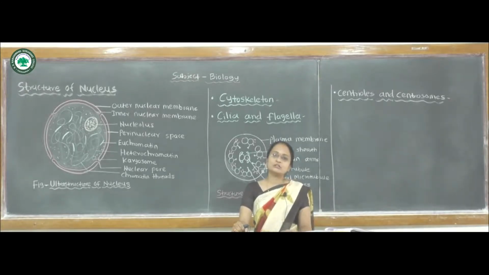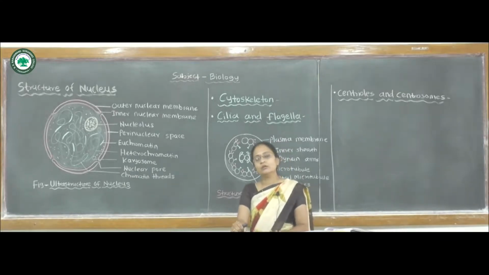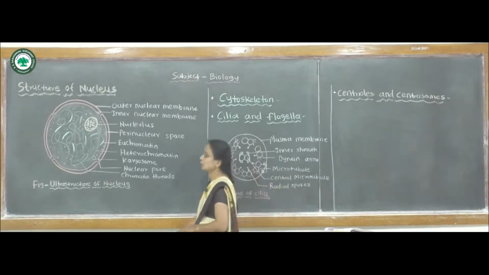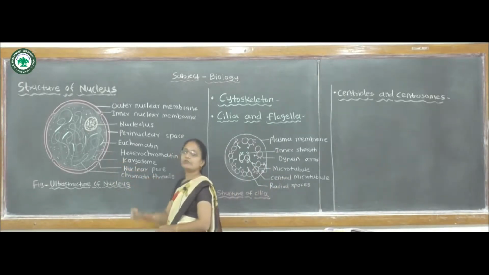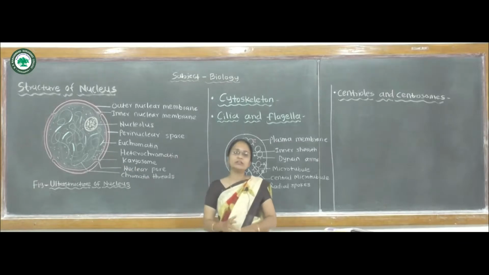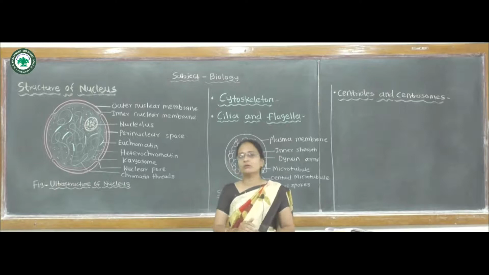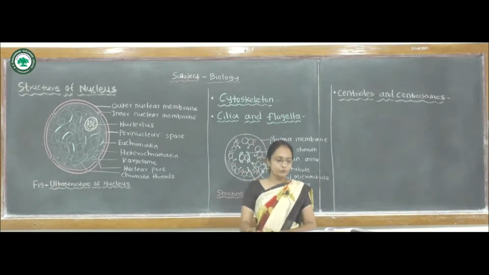As we know the structure of the endoplasmic reticulum, one end of the endoplasmic reticulum is always attached to the outer boundary of the nuclear membrane, and the other end may be attached to the cell membrane, plasma membrane, or may be free.